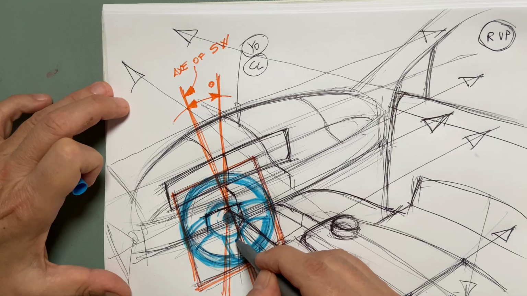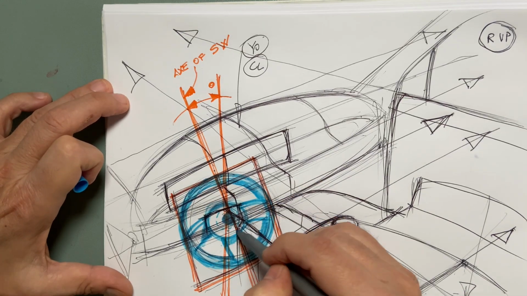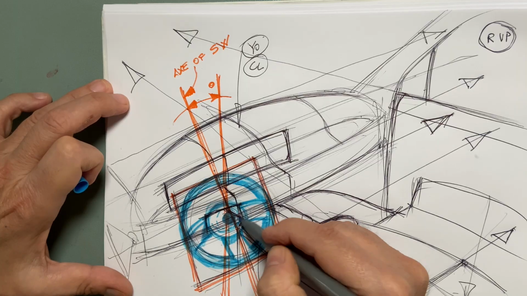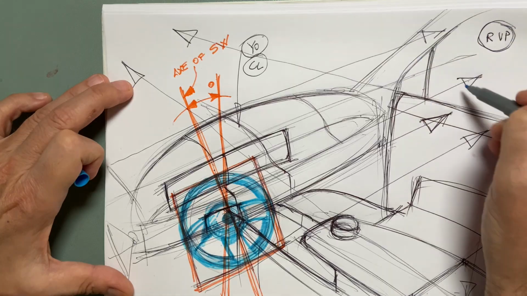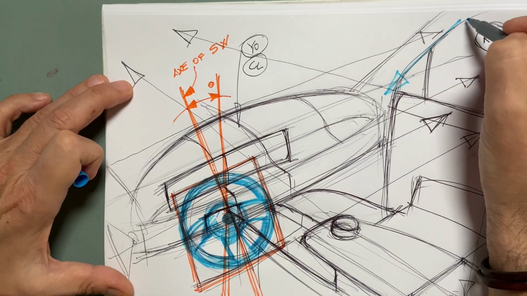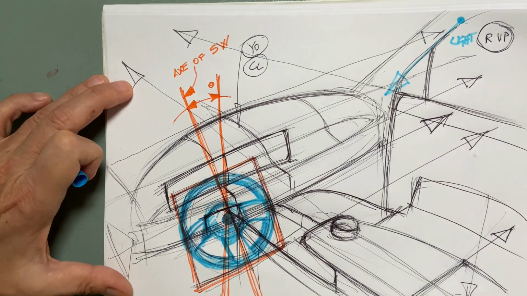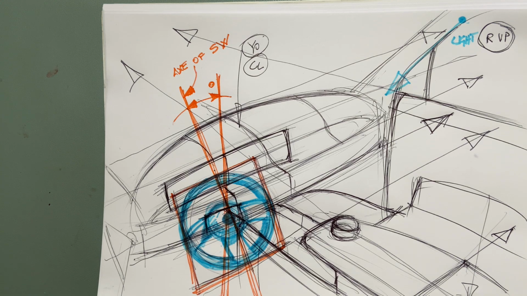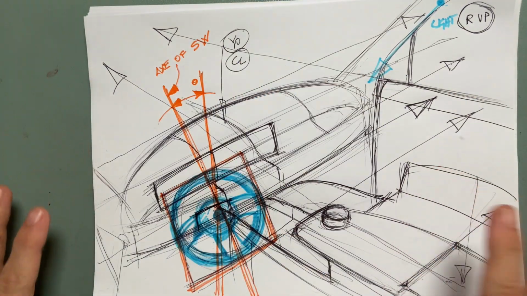A little shadow there, here, and a little bit down here. Because the light, it's always coming from here. This is the light. All right? So, this is one example, all right?